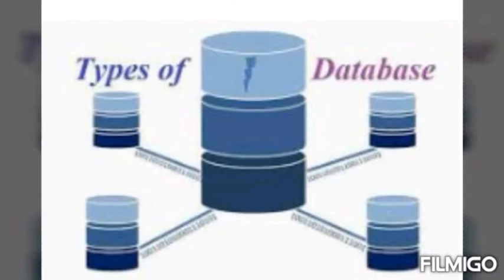There are two types of database: flat file database and relational database. A flat file database is designed around a single table, whereas a relational database stores data in several tables.